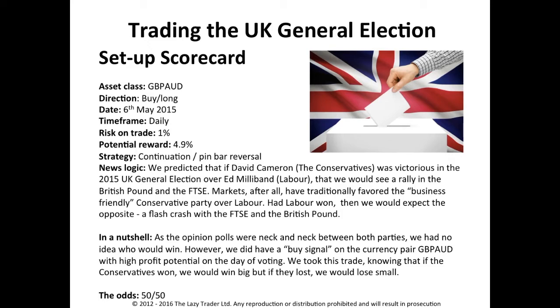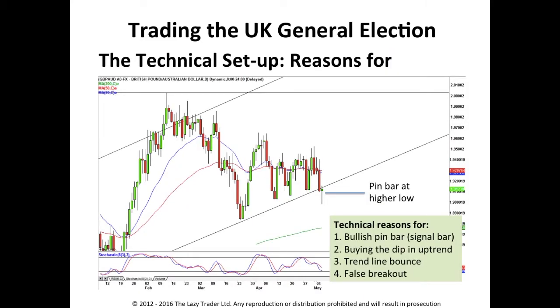Now let's talk about the British general election and how it affected the British pound versus the Australian dollar. We knew full well that the Conservatives and Labour were neck and neck in the opinion polls in 2015, and we had no idea who was going to win, either David Cameron or Ed Miliband. But one thing we did see was a bullish pin bar reversal on the daily time frame. It was a false breakout, and it was a pullback in an upward trend. If you look on the weekly chart at this point, you'll see the upward trend is very well established.